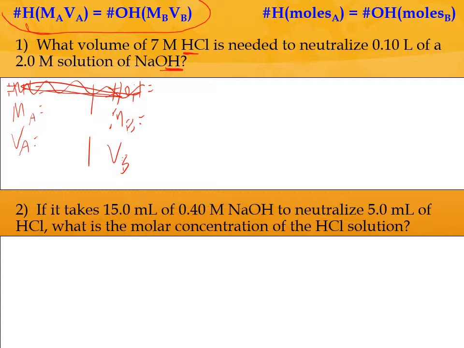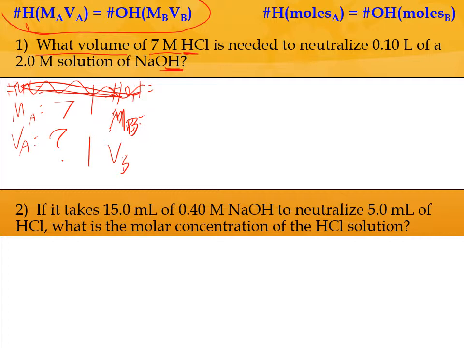So the MA, it tells us the HCl, we have a 7 molar solution, so I'm going to write 7 as the molarity of the acid. We don't know the volume because it says what volume. We're looking for the volume, so I'm going to leave that blank, and that's just going to be the unknown thing we're looking for. That means we have to have both the MB and the VB, because we have to have 3 of the 4 variables or we can't do our math.